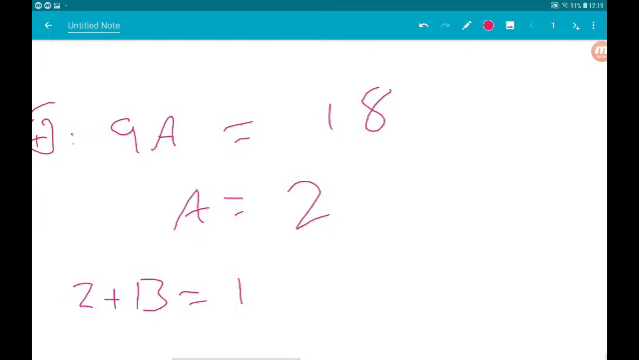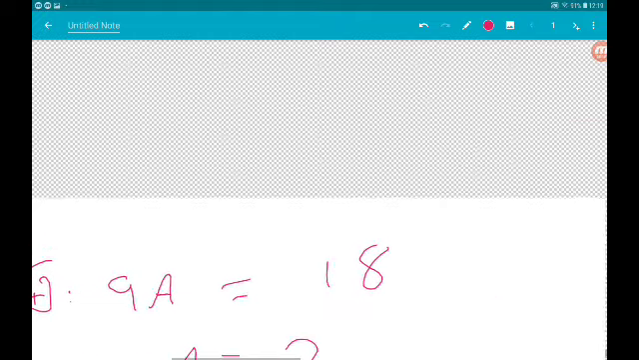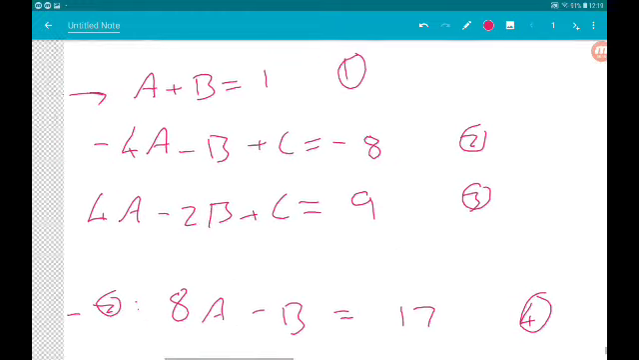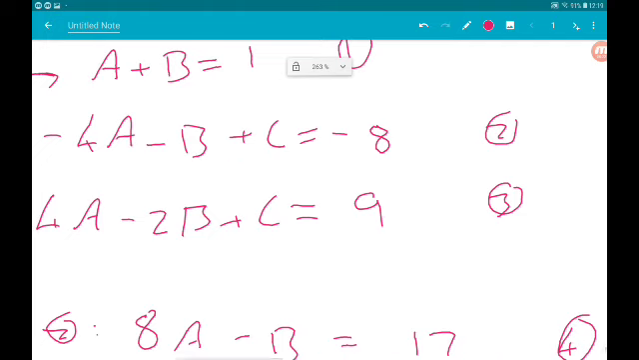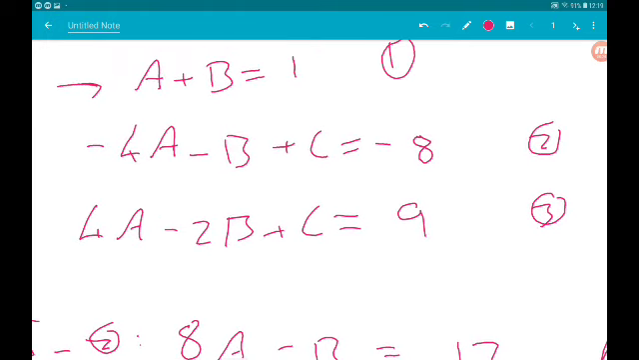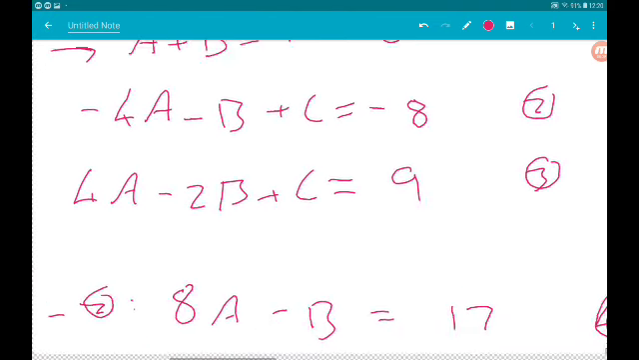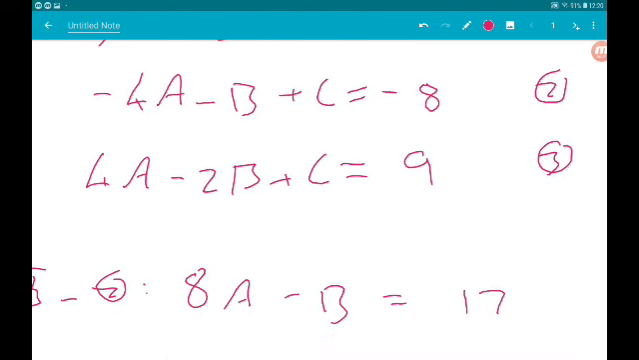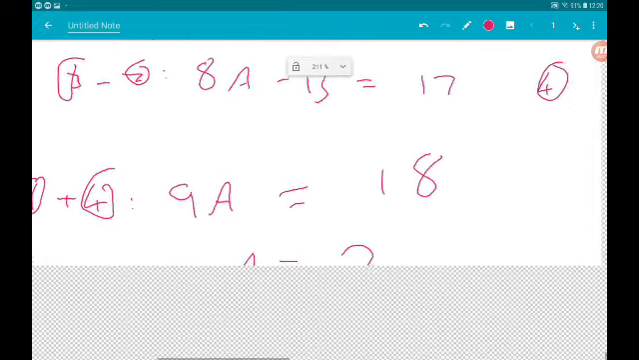So that means B is minus 1. And then we can use either equation 2 or 3. So I'm going to go for equation 2. No, I'm not, I'm going to go for equation 3. So 4A minus 2B plus C is 9. So 4 times 2 is 8.